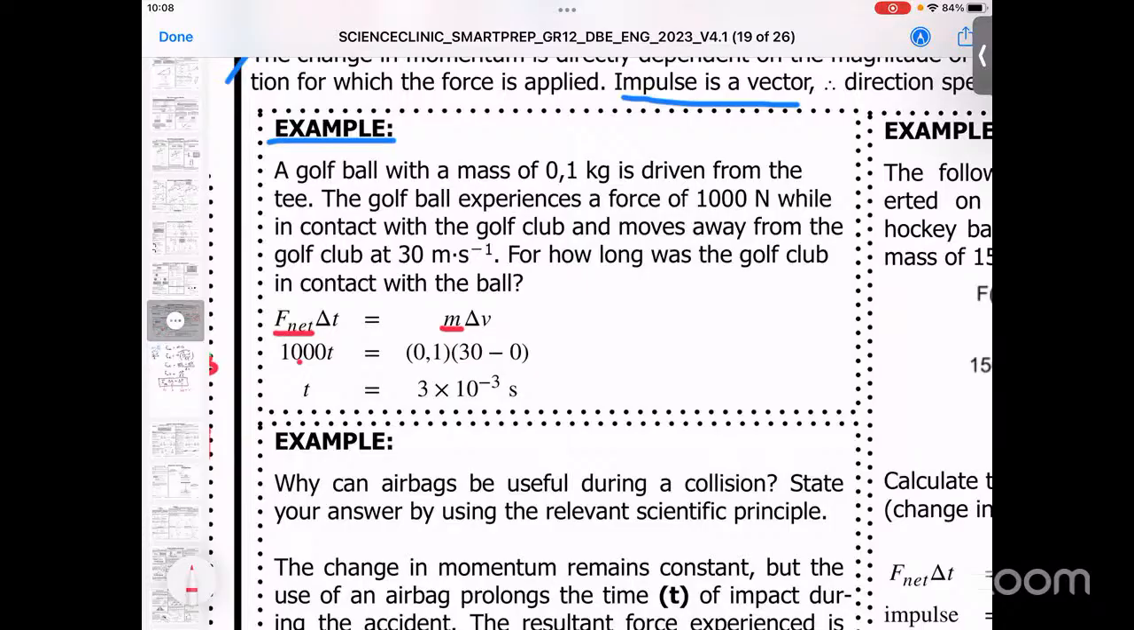So now let's see, a golf ball with mass of 0.1 kg that is driven from the tee. Okay, the golf ball experiences a force of 1000 Newton while in contact with the golf club and moves away from the golf club at 30 meters per second. Okay, so now they are asking for how long was the golf club in contact with the ball. Okay, I think it now makes sense.